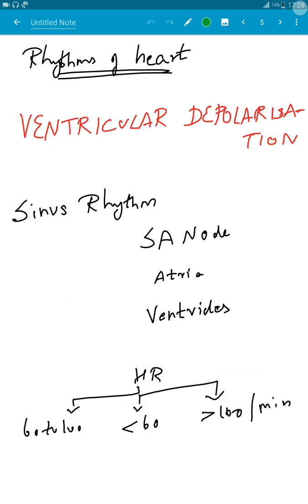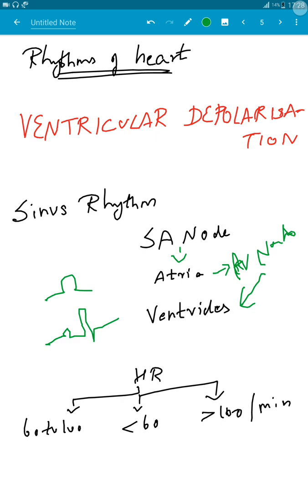So normally the SA node will be depolarizing the atrium, and the atrium to the AV node, bundle of His, and then to the ventricles. So, for the atrium, the P wave will be seen, and for the ventricles, QRS will be seen. So, this is a normal rhythm. Sinus rhythm is a normal rhythm. If PQRS is seen, it is a normal sinus rhythm.